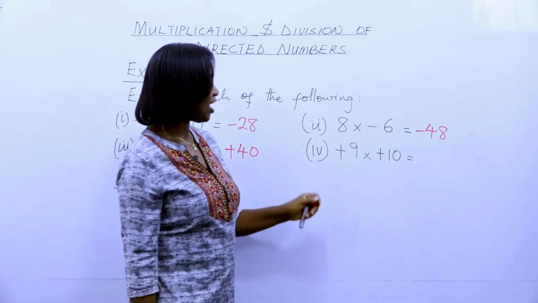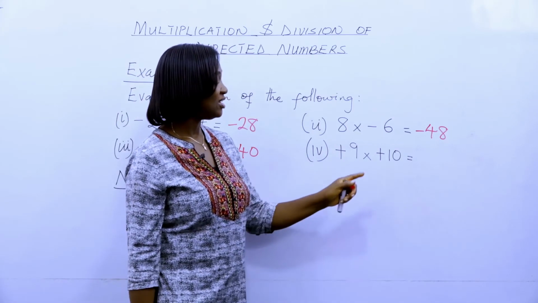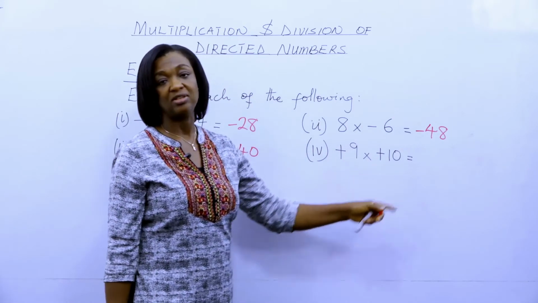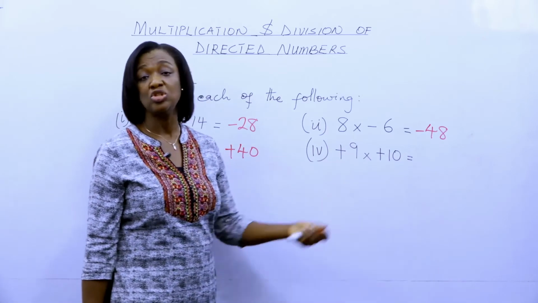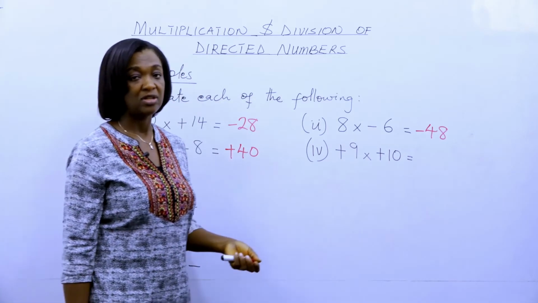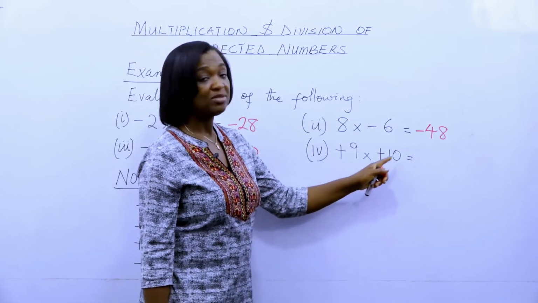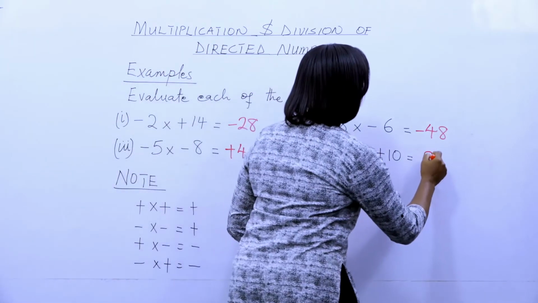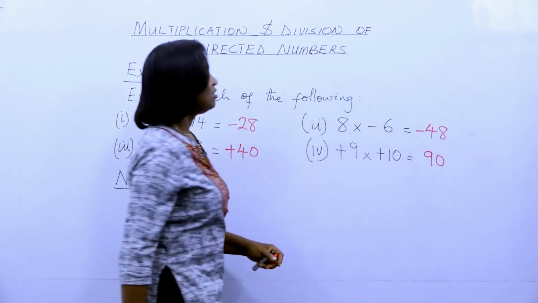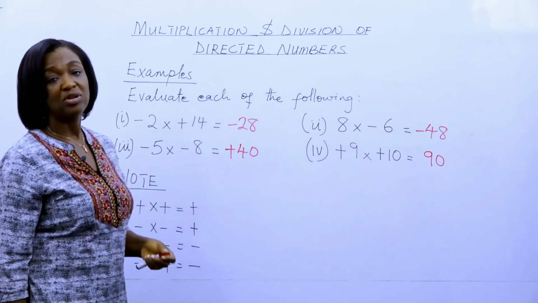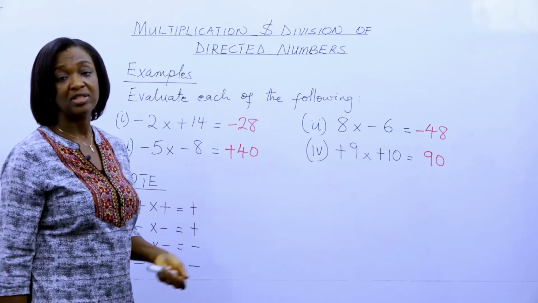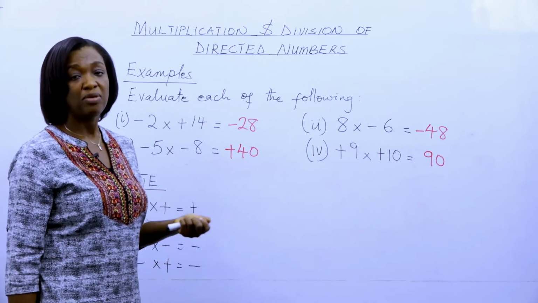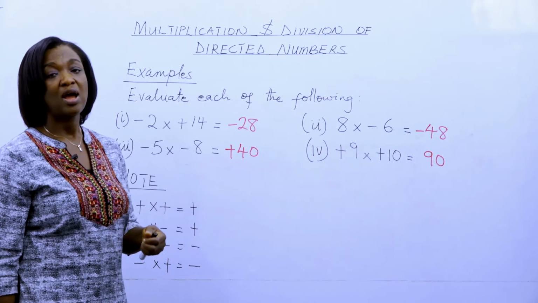For the last one we have here, we have plus 9 times plus 10. So both of them are positives. When you have positives, you can choose not to put the sign in front. 9 times 10 is 90. There's no need to write the positive sign in front. I just wrote this here for you to know that it means the same. Plus 40 is the same as 40.